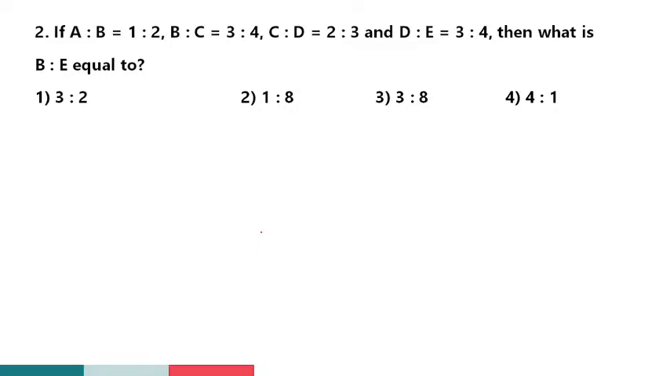If a is to b is equal to 1 is to 2, b is to c is equal to 3 is to 4, c is to d is equal to 2 is to 3, and d is to e is equal to 3 is to 4, then what is b is to e? Guys, all of you please respond in chat box. Which option is the right answer?